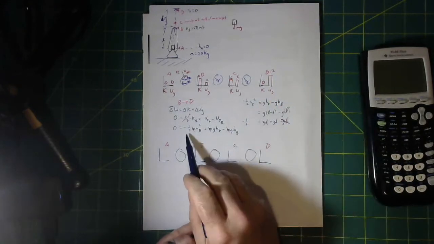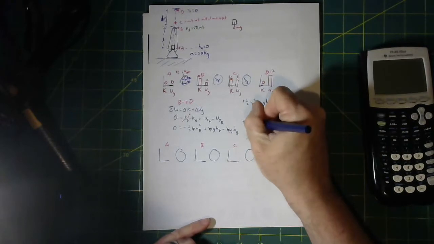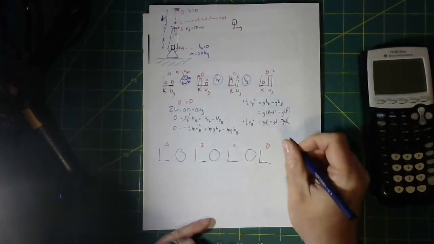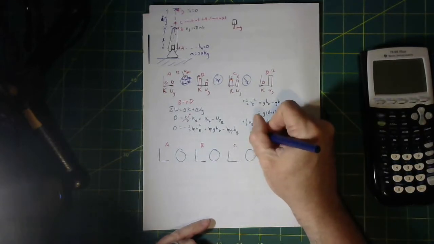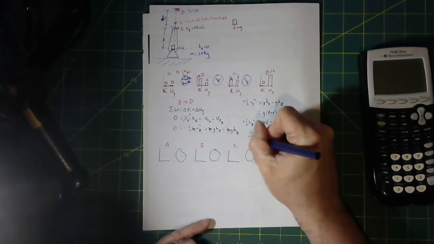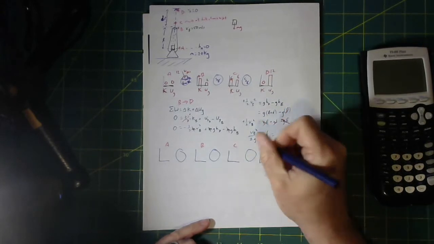Oh my gosh, look at this. This was a negative, and I moved it to the other side, so it should switch and become positive. Sorry about that. 1/2 VB squared is then just going to be G times D. Divide through by G. What have I got? I got VB squared over 2, divided by G. That gives me D. Let's put the values in.